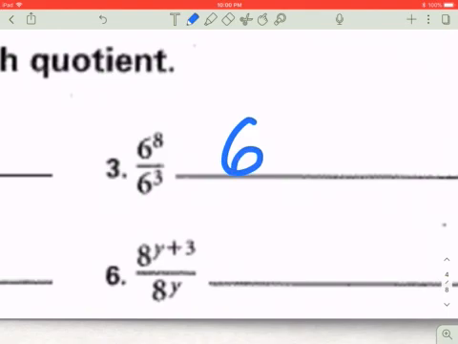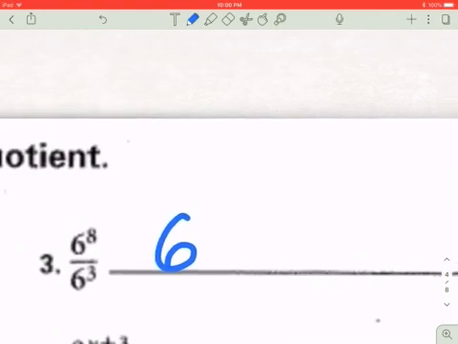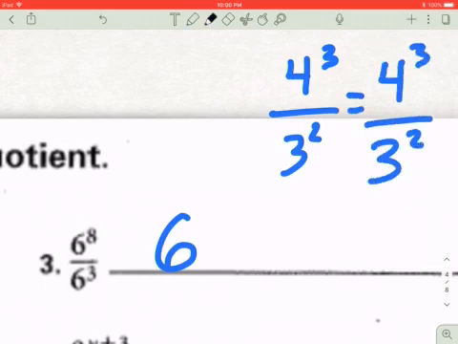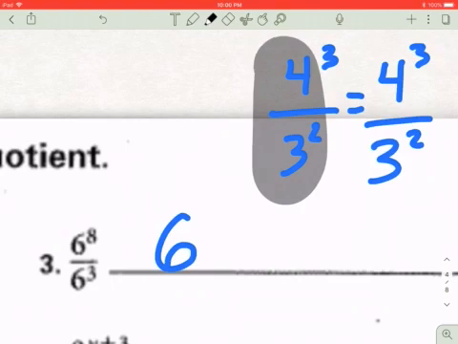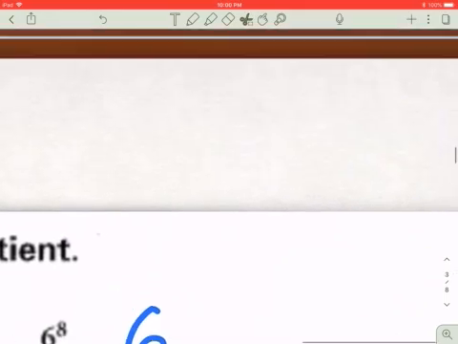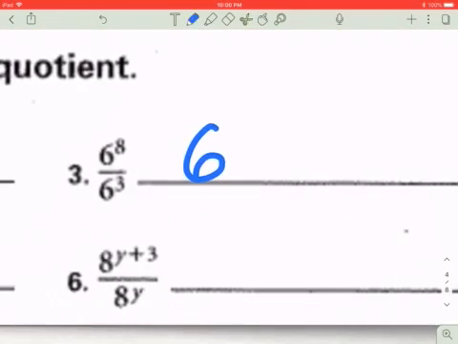And I haven't mentioned this yet, the bases have to be the same. If I have something like 4 to the third over 3 to the second, my answer is 4 to the third over 3 to the second. This quotient rule only applies when our bases are the same. If our bases are not the same, the rule does not apply. Back to this, it would be 6 to the fifth.